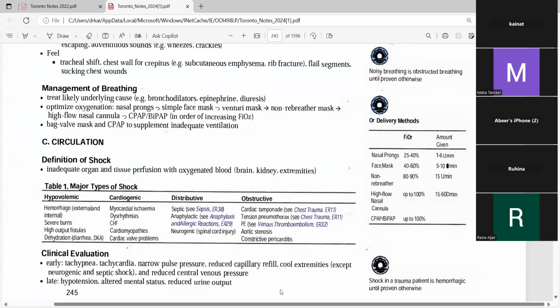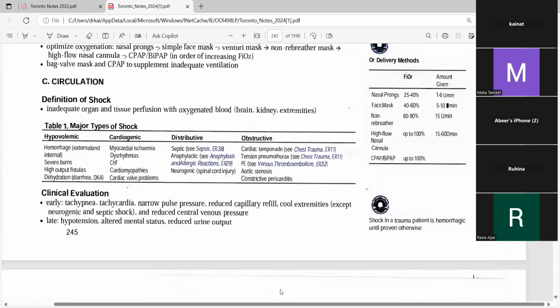There is a lot of "until proven otherwise" in Toronto Notes, and I want you to highlight all of them and read all of them. Okay, they do like to check this one. Then coming to the circulation: inadequate organ and tissue perfusion with oxygenated blood. Which organs are those? The brain, kidney, and extremities.